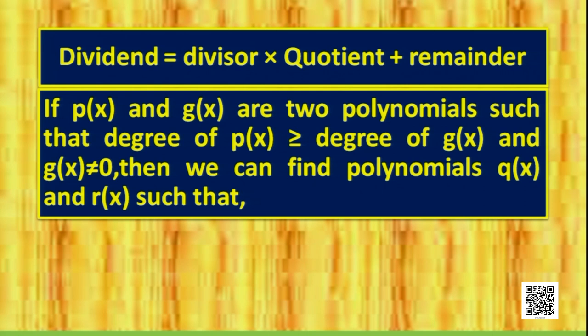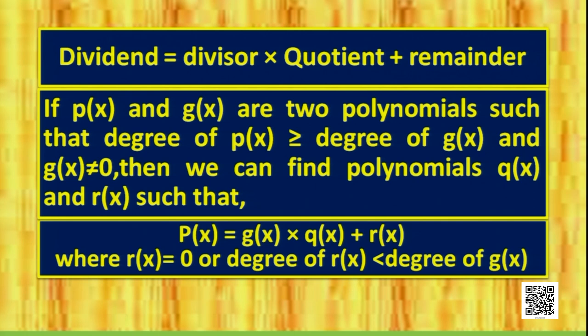If we can now summarize it like this, if px and gx are two polynomials such that the degree of px is greater than or equal to degree of gx, and gx is not equal to 0, then we can find polynomials qx and rx such that px is equal to gx into qx plus rx. Just compare this statement with the things written in the headline, that is dividend is equal to divisor into quotient plus remainder. Here rx means the remainder, the degree of remainder is 0 or less than gx.